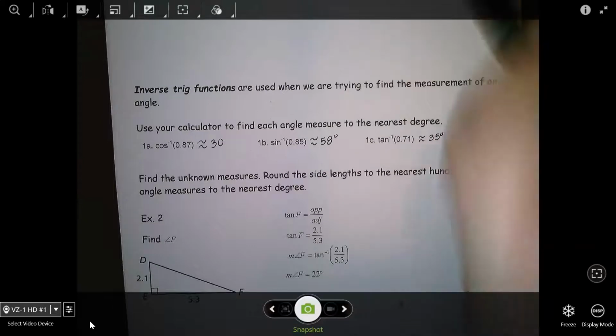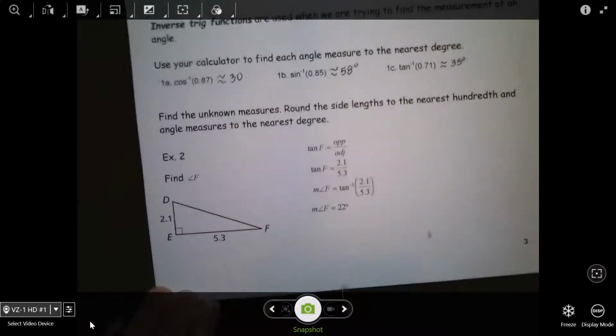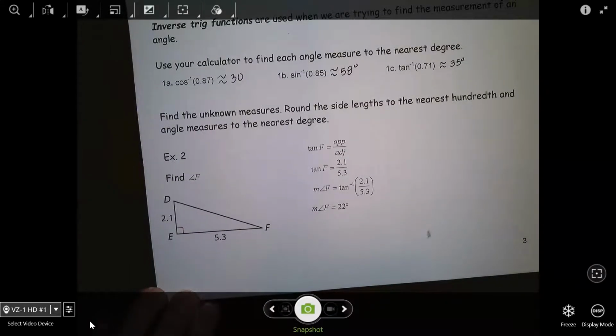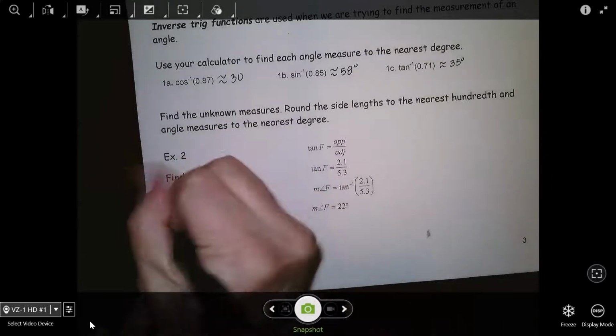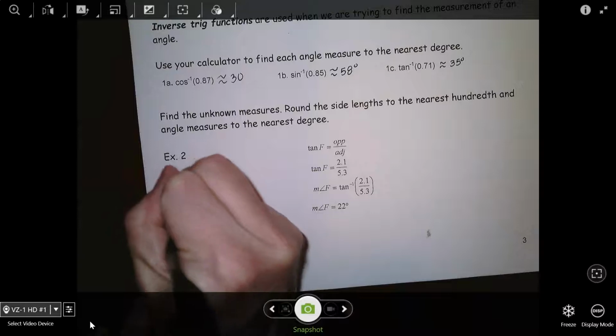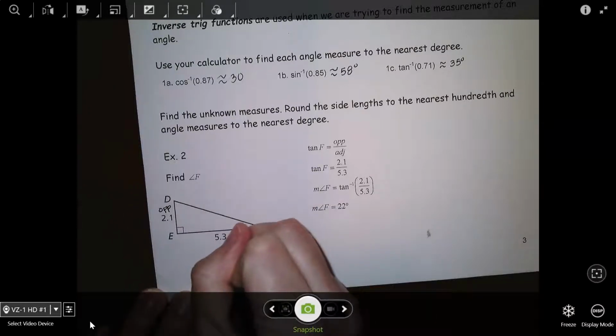Okay, so I have an example down here. It wants me to find angle F. Now in accordance with angle F, I need to identify what sides I have. Angle F, I'm going across from it. This side is my opposite. This side is my adjacent.